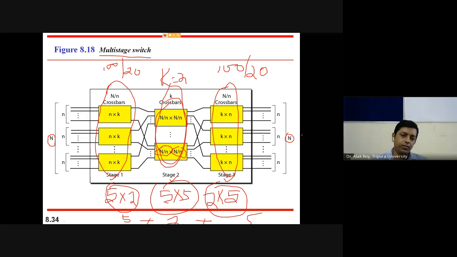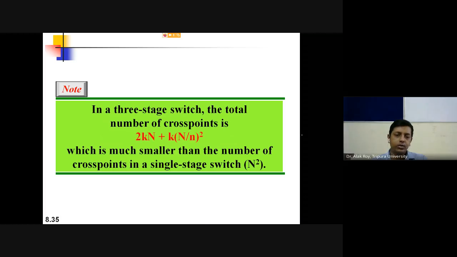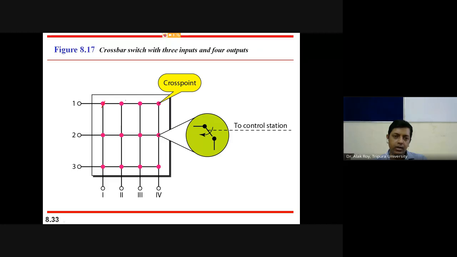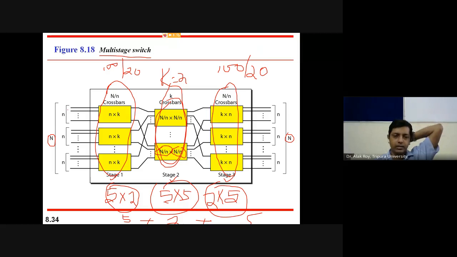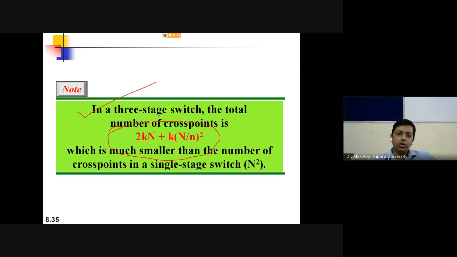Now it is clear to you how switching can help you to reduce the cost of wire or the number of lines required for communication between two locations. So there is a formula in a 3-stage switch. The total number of cross points will be 2kN plus k into (N divided by n) whole square. Means they are trying to find how many cross points are there in this figure. It can be calculated with the help of 2kN plus k (N divided by n).